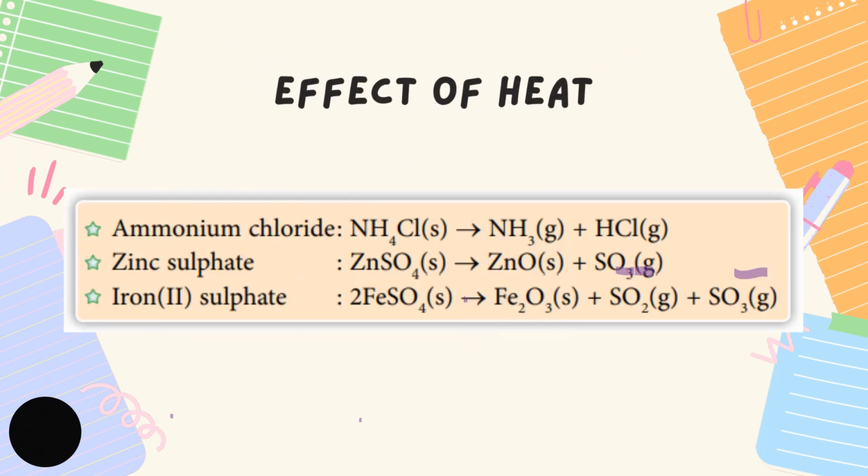Okay, so here only several sulfate salts and chloride salts can decompose when heated. For example, here ammonium chloride, a chloride salt, decomposes to produce ammonia gas and hydrogen chloride gas. Zinc sulfate decomposes to produce zinc oxide and sulfur trioxide, and iron(II) sulfate when heated decomposes to produce iron(III) oxide, sulfur dioxide, and sulfur trioxide gas.